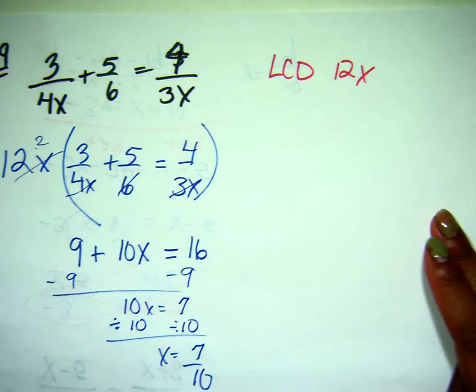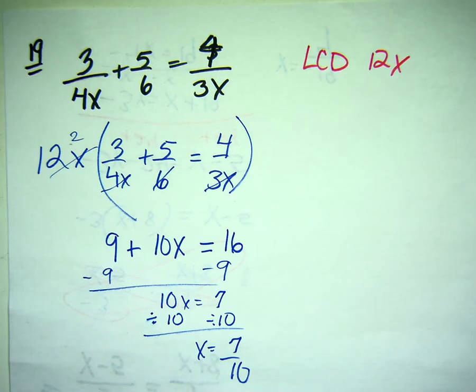Your next one is also division. What I did was try to find the least common denominator. So your denominators are 4, 6, and 3. And we also have x in the bottom parts too. So think about the smallest number that 4, 6, and 3 all can go into. It's not 2, it's not 3. Think about a bigger number. It's 12. So multiply everything by 12x.